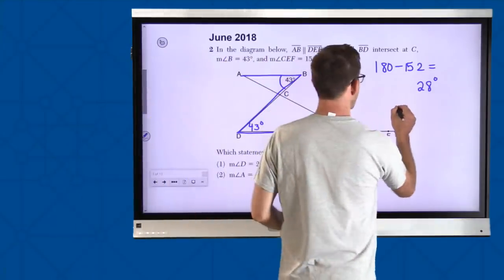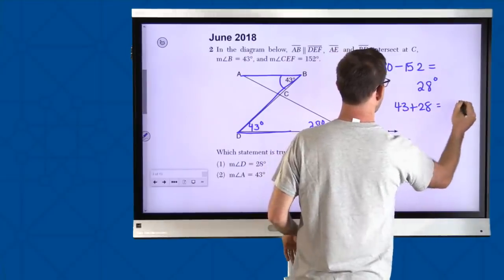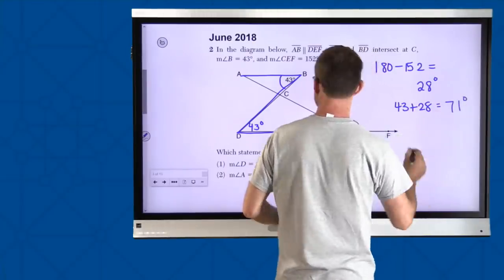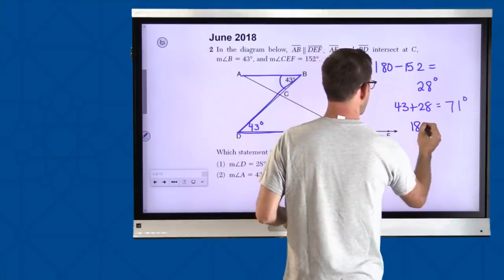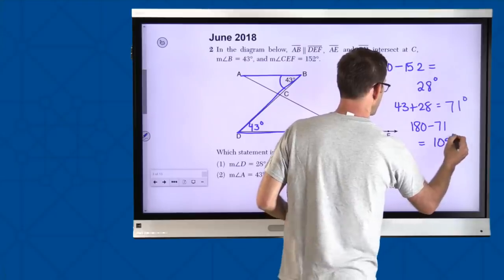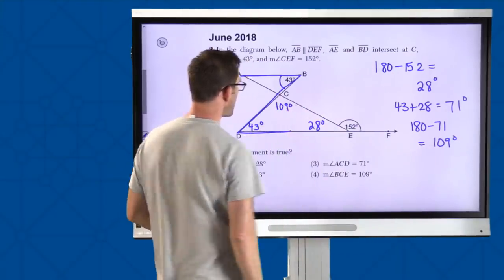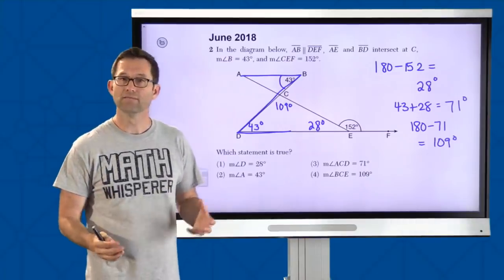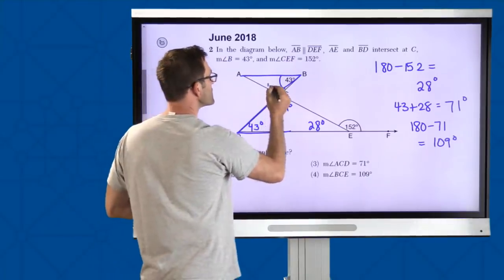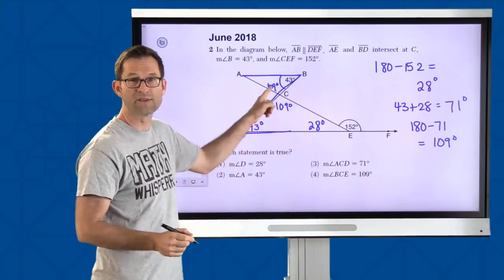So I do a little bit of 43 plus 28, and I've got 71 degrees. And then I do 180 minus 71, and I get 109 degrees. So that's going to be this angle. All right. So let's start to see, and of course these two are going to be 109 degrees because those are vertical angles, right? We're getting a lot of nice review in.